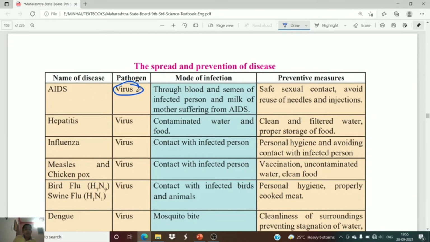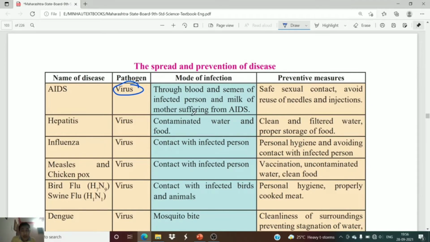Now how is it spread? It may be spread through blood and semen of the infected person and milk of the mother suffering from AIDS. So the first mode of infection is through blood. If the person who is infected donates blood to another person who is not infected by this HIV virus, then due to the donation of blood, this HIV virus is going to be transmitted from the infected person to the healthy person. Then the second is semen of the infected person.